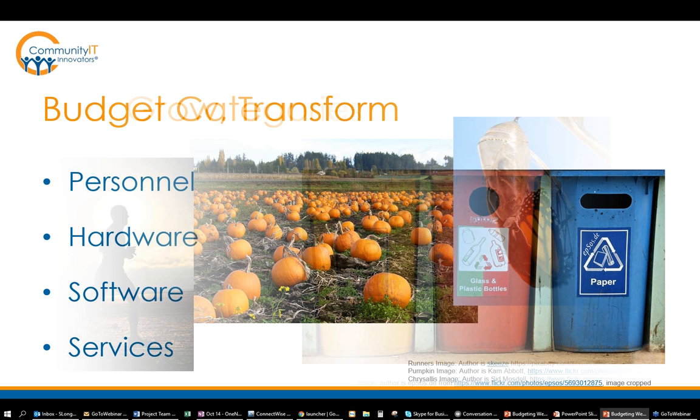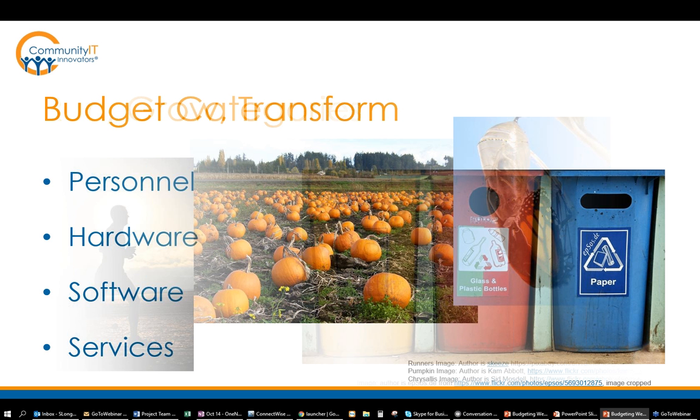Lastly, another example of a category can be services. Consulting or even outsourced IT support can fall under that, as well as managed service providers such as Community IT. And when looking at other additional services, even like cloud-based backups, all of these go into the cost of what falls under services.